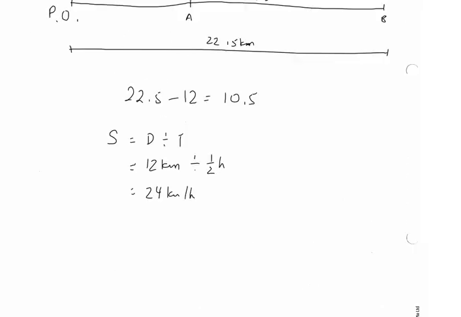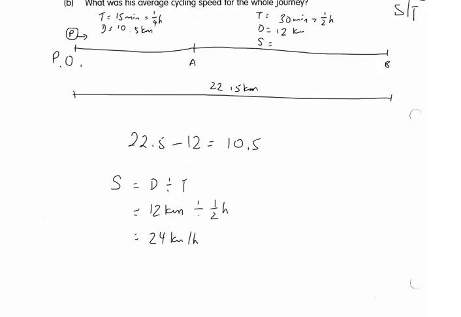You can write D over T, that's fine with me as well. What was his average cycling speed for the whole journey? Average cycling speed.